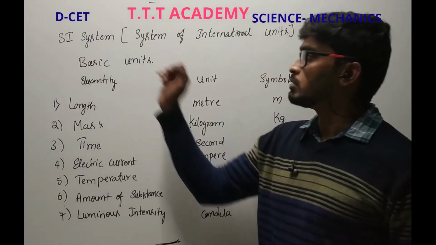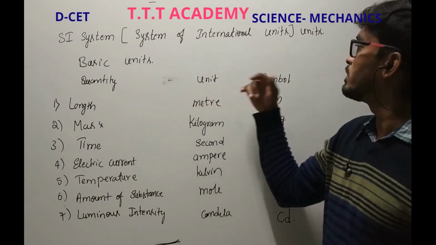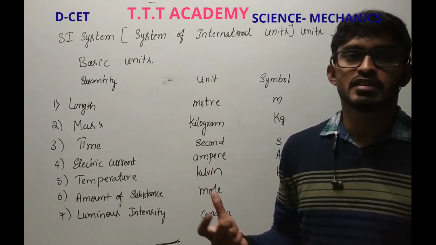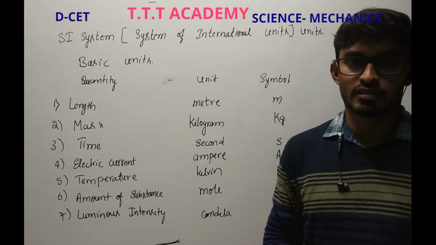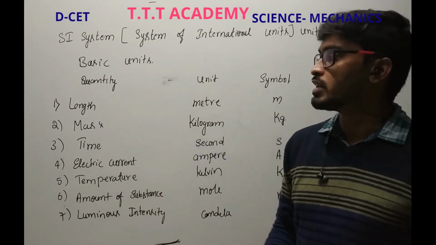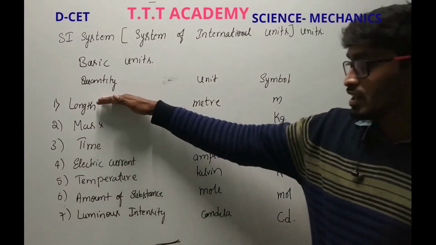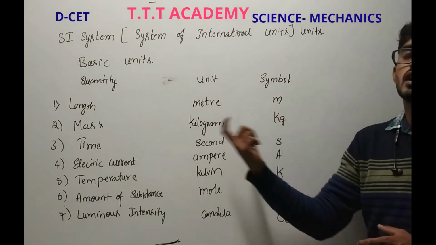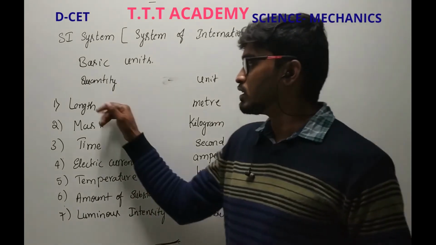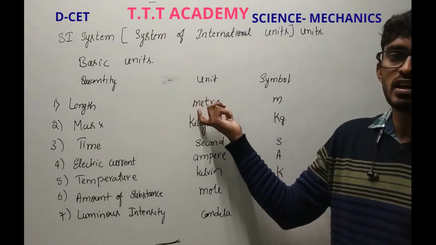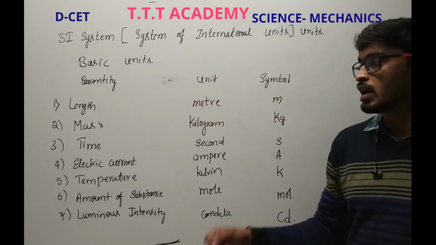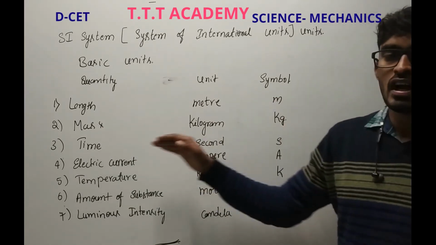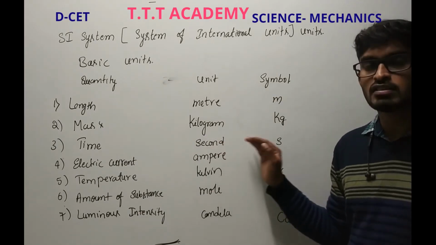The SI system, the system of international units, contains 7 basic units and 2 supplementary quantities. First, the 7 basic quantities: the name of the quantity, the unit, and the symbolic representation of the unit. The first one is length, measured in meter, and the symbol is small m. Next is mass, measured in kilogram, and the symbol is kg. The third one is time, measured in second, and the symbol is small s.